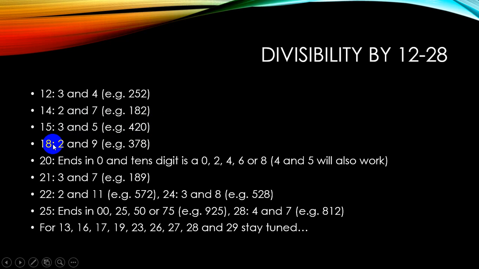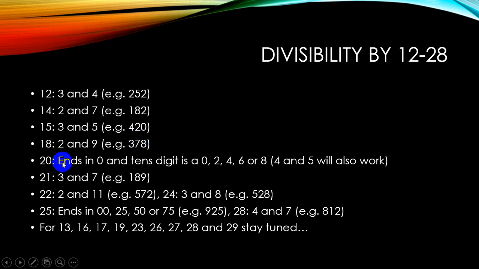For 18, again, that was the example I gave you, not 3 and 6, you look for 2 and 9, so any even multiple of 9, in other words. So looking at that number 378, that'll come up again. 3 plus 7 plus 8 gives you 18, so it is divisible by 9, but it's also an even number, so it's divisible by 2, therefore it's divisible by 18.